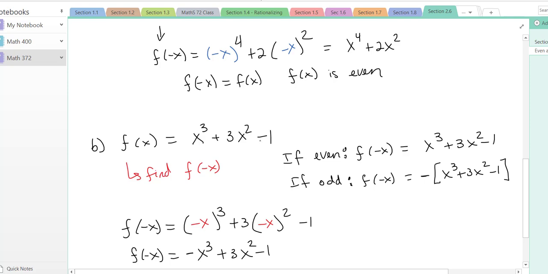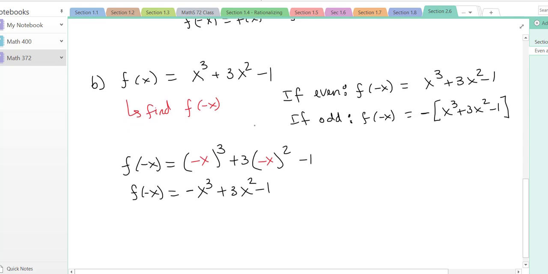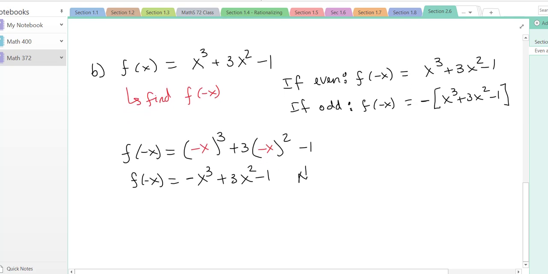So we don't get the original back, so it's not even, because we don't get the original back. So is it odd? To see if it's odd, take out the negative and see what you get. When I take out the negative, I get x cubed. So it's looking promising. That's a positive. But to get a plus there, I must have had a negative, so minus 3x squared. And to get a minus there, I would have had to have a positive 1. So this is not f of x.